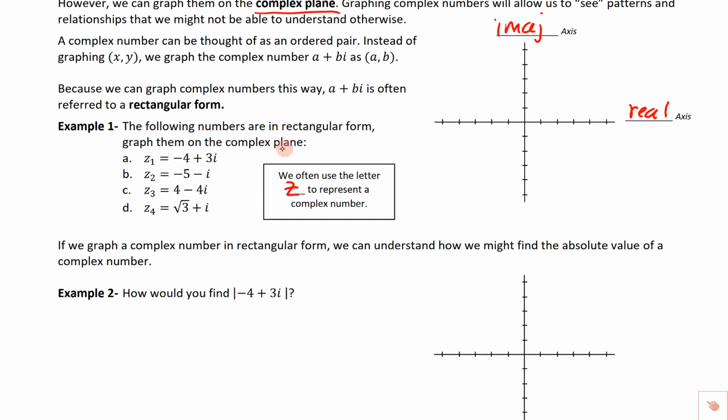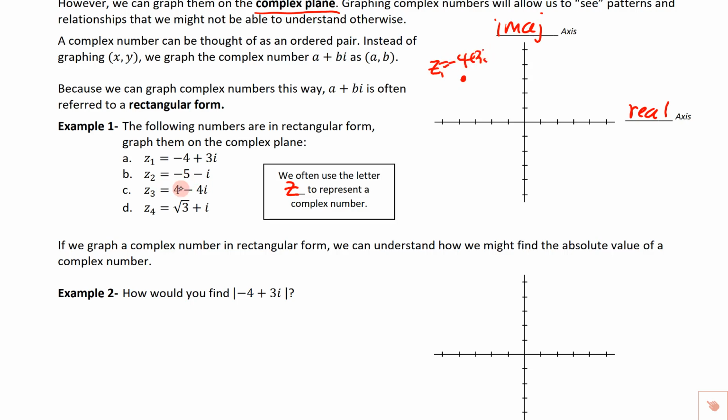So we're going to graph the following numbers that are already in rectangular form on the complex plane, and then I'm just going to label them. So z1 is negative 4 plus 3i. So we'd be at negative 4 on the real axis and 3 on the vertical axis. So this one right here is z1, and I'll go ahead and label this as negative 4 plus 3i.